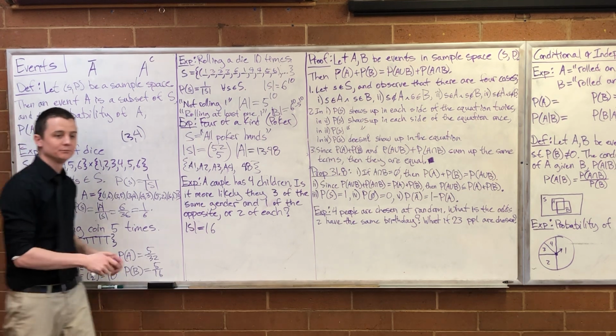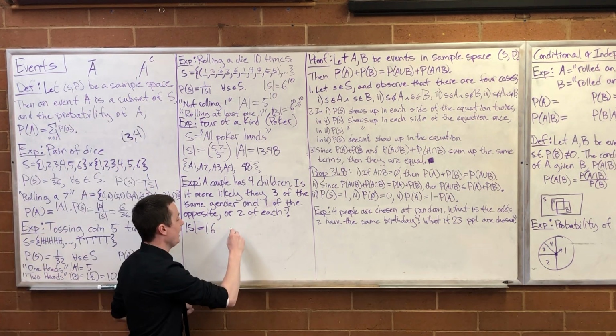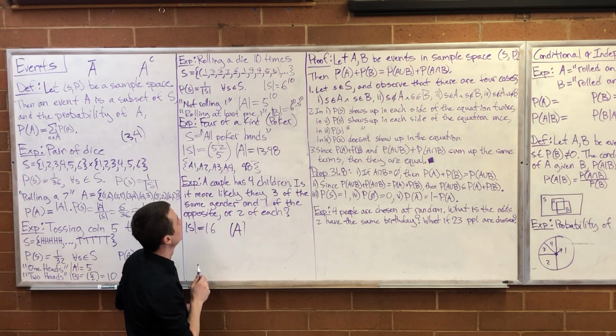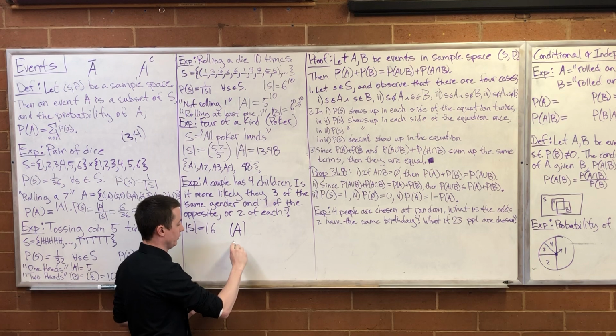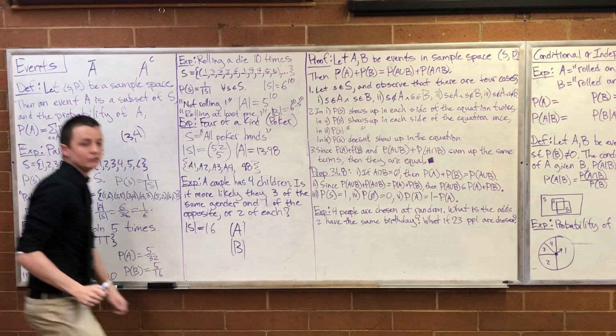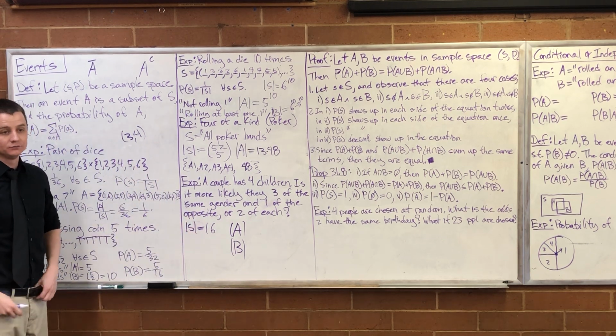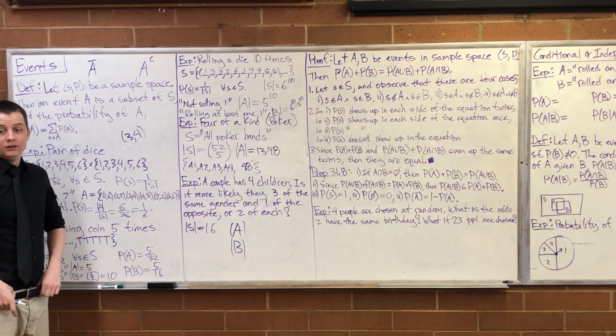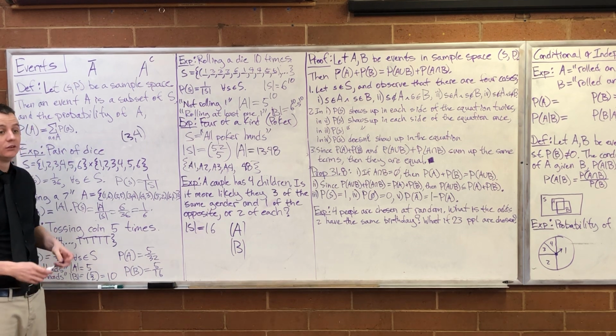Make sense? Okay, so now we'll say that A is, which one did I say first? 3 of the same gender, 1 of the opposite. Yeah, so let's do B first. So B is 2 of each gender. How many ways can I do that? 4 choose 2.